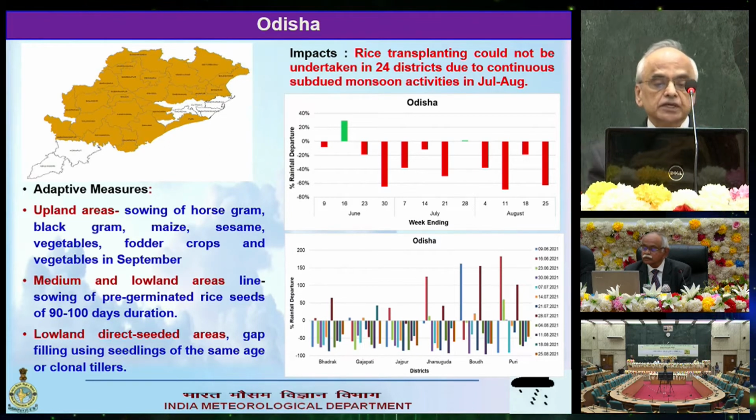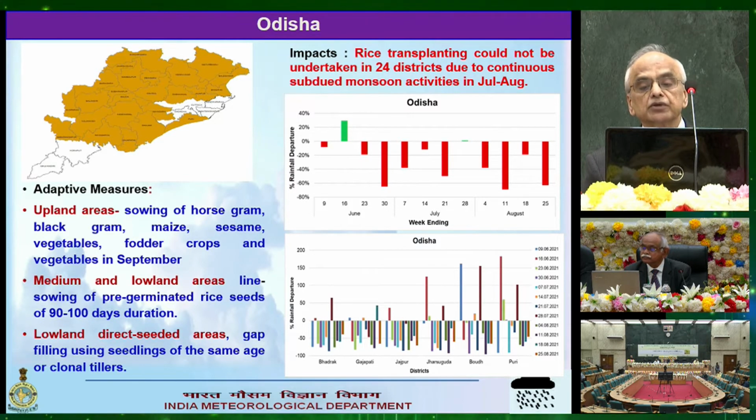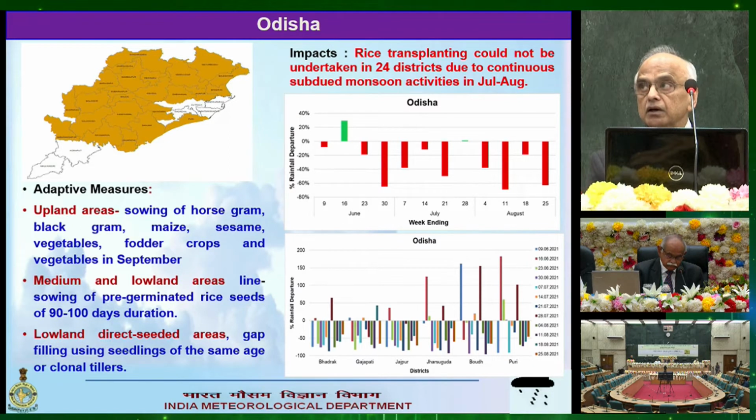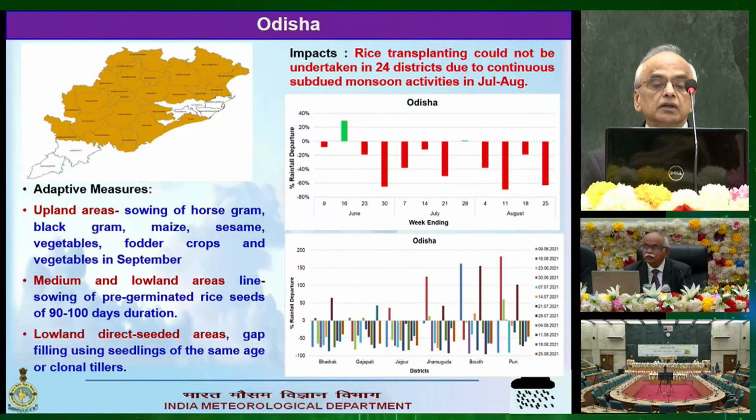So one state that they immediately mentioned is Odisha, and here rice transplantation could not be undertaken in 24 districts because of continuous subdued monsoon activity in July, August. And what you see on the left side on the graph, from June, July, August, you could see all those red ones. It shows that rainfall not there, and that is how the rice transplantation could not be undertaken. So there are upland areas, there are medium and lowland areas, and lowland direct shaded areas. In all those areas, there is the problem with lack of rain.